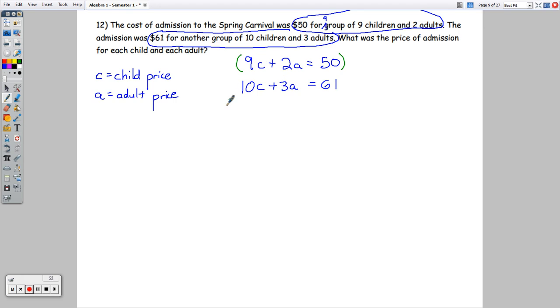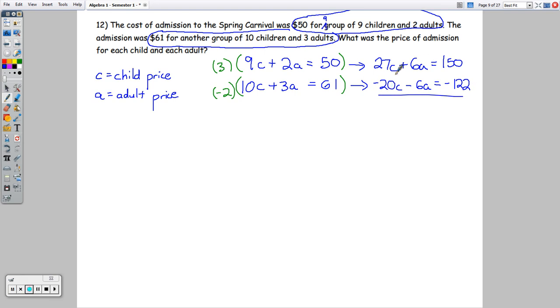So I'm going to cancel out the A's here. I'm going to say times 3 on this one, and then I want these two to be opposites of each other. So that would be 6A. If I did times -2 on this one, that would be -6A on the bottom. So if I multiply that out, the whole thing times 3 would be 27C plus 6A equals 150. Here it would be -20C minus 6A equals -122.